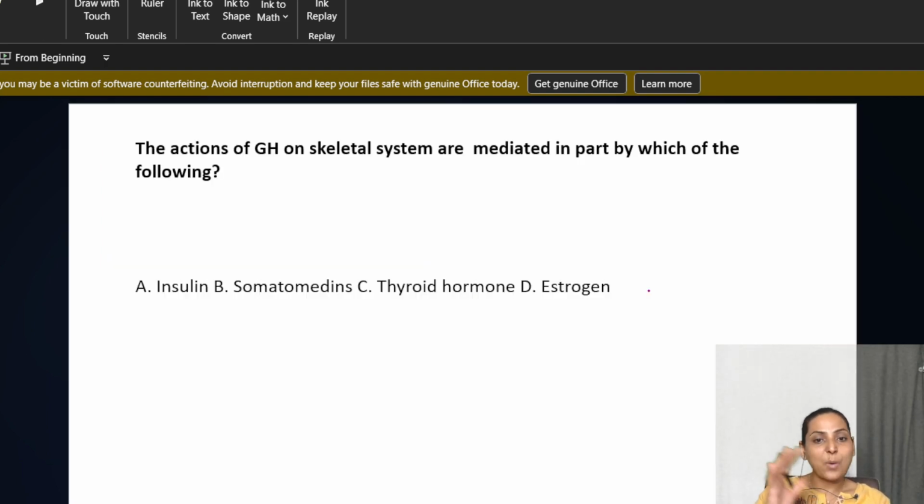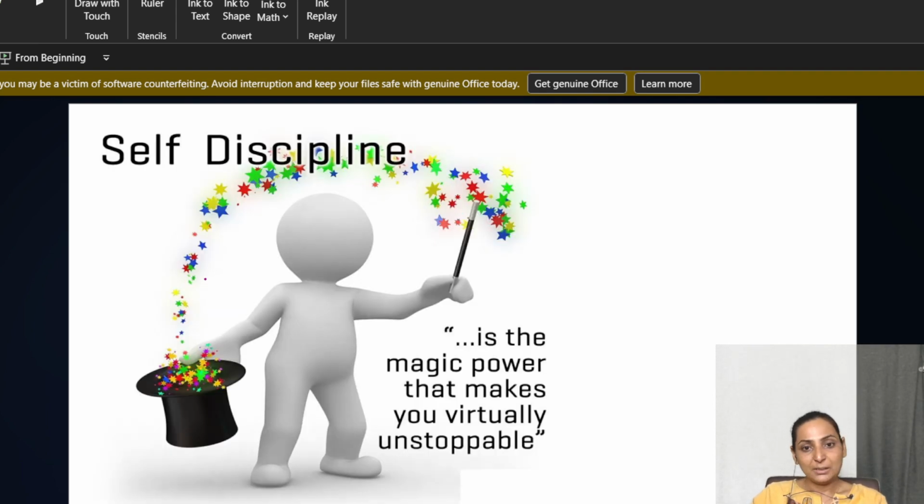So let's try to wind up with one MCQ. The actions of the growth hormone on the skeletal system are mediated by insulin, somatomedins, thyroid hormone and estrogens. So just now I told you that the effect on the skeletal system, that is your growth, is brought about by somatomedins.